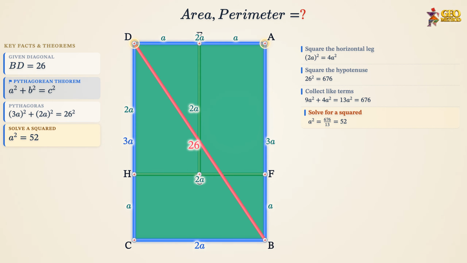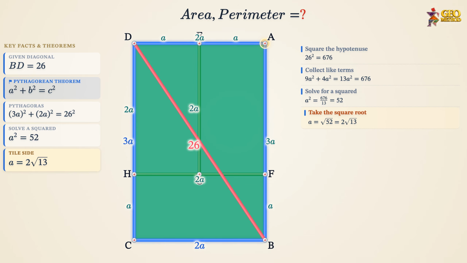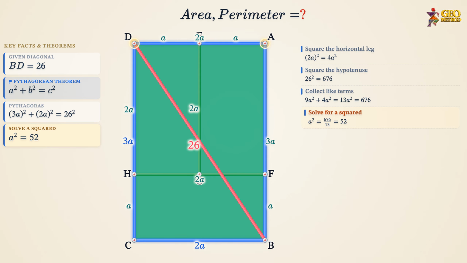676 over 13 is 52, so A squared equals 52. Take the positive square root. The square root of 52 is the square root of 4 times 13, which is 2 root 13. Here is a useful shortcut. For the area, we do not actually need A yet. Since area is 6A squared, finding A squared is already enough to get the area. We only take the square root afterward because the perimeter needs the side length A itself.